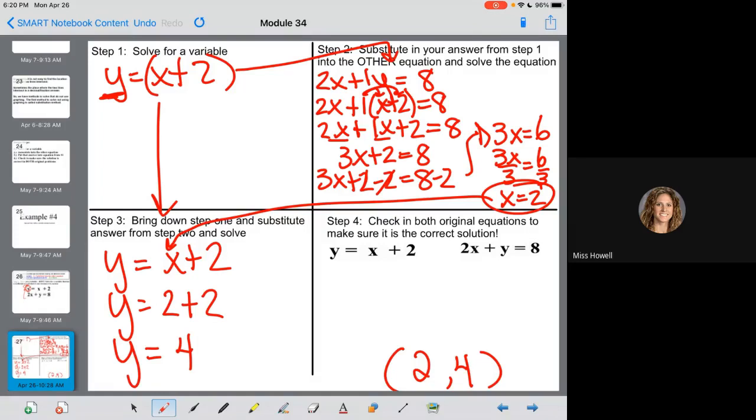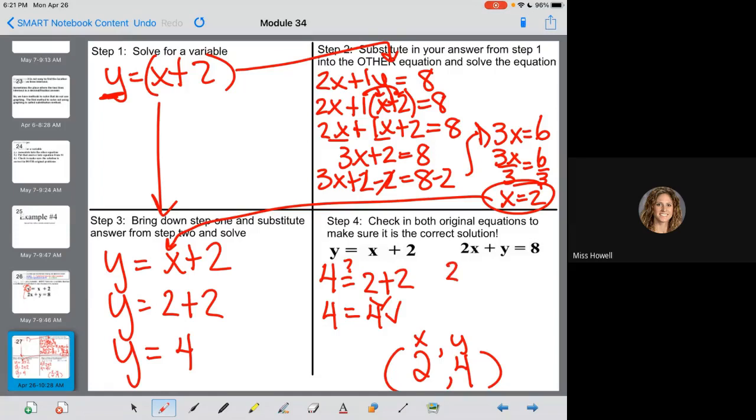All right, so we think our solution here is at (2, 4). Let's check it. 4, does it equal 2 plus 2? Now remember, this is your x, this is your y, so be careful when checking. All right, do your add here. Yep, 4 does equal 4.